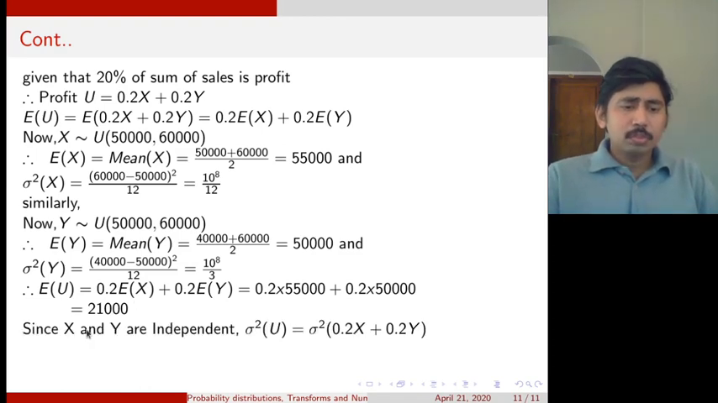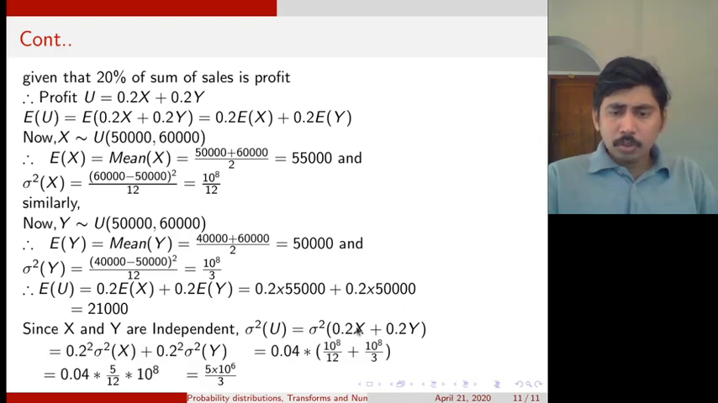And for the variance, we need to take x and y as independent. Sigma square of u equals sigma square of (0.2x plus 0.2y). Only because x and y are independent, we can write this as 0.2 square into sigma square x plus 0.2 square into sigma square y. That's equal to 0.04 into (10 raised to 8 by 12 plus 10 raised to 8 by 12). That's equal to 5 into 10 raised to 6 by 3.